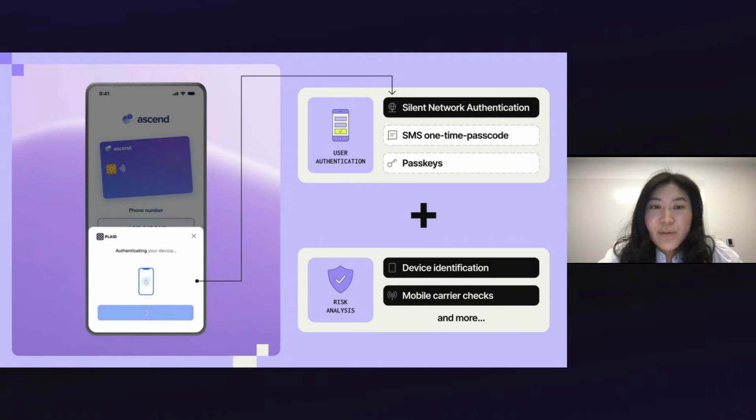We validate users with silent network authentication or passkeys, depending on the user and their device. And we pair this with additional anti-fraud measures, such as device identification or mobile carrier checks, to combat the risk of SIM swap attacks, port out attacks, and other fraud vectors.